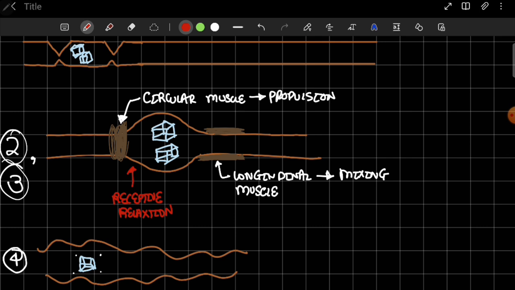This was all about the longitudinal and circular muscle movements. So basically this is a coupled movement. Have you understood why this is a coupled movement? Because this contraction is only causing that movement. So this propulsion and mixing movement are coupled movements.